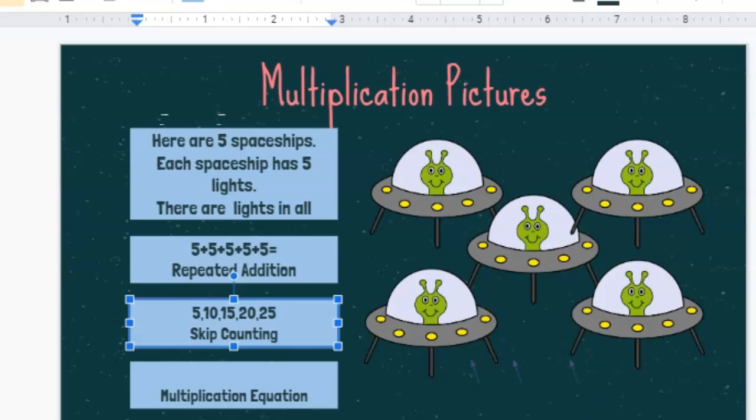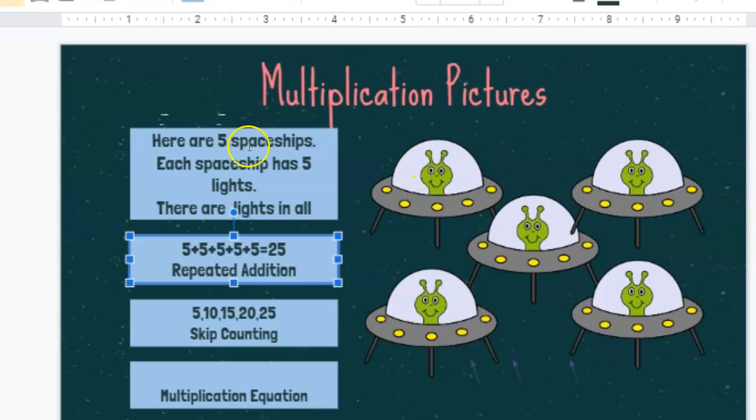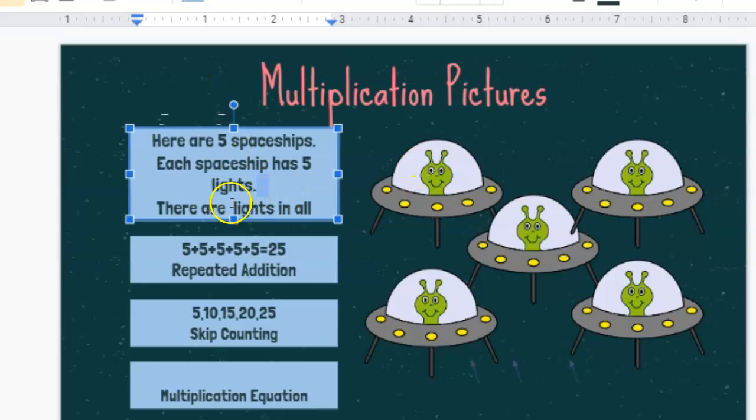So our answer is 25. So we can go back up here and put that in. And we can say there are 25 lights in all. Our multiplication problem would be 5 groups of 5 lights equals 25. Great job today. Great job.